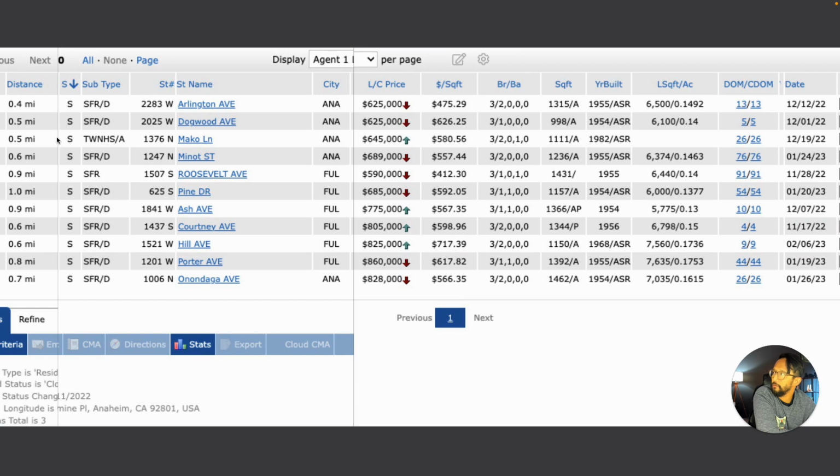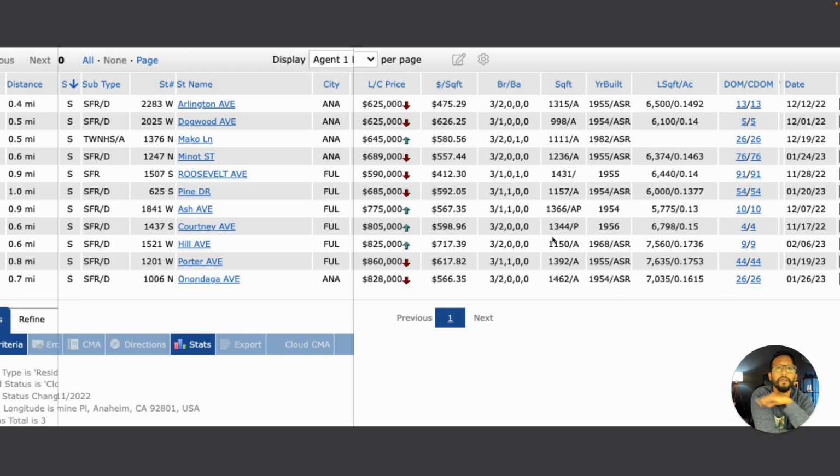There's 1, 2, 3, 4, 5, 6, 7, 8, 9, 10, 11. 11 properties. You're going to notice on the left here the distance. You know, we got 0.4 miles away to 1 mile away. We have the subtype. We have the address. We have the cities. We have the price that they closed at. We have the bedroom and bath count. We have the square footage. We have the year built. We have the lot size. We have the dates and days on market.